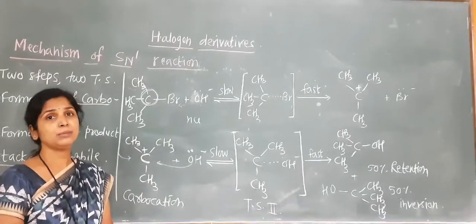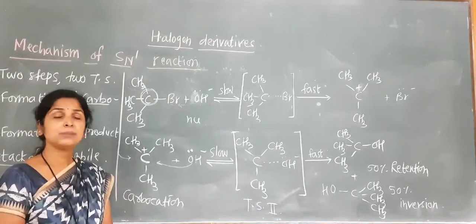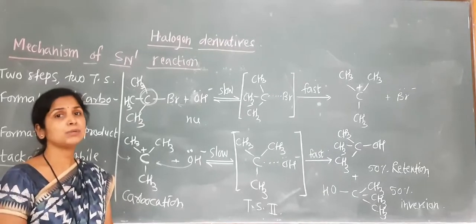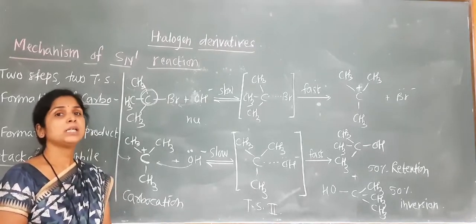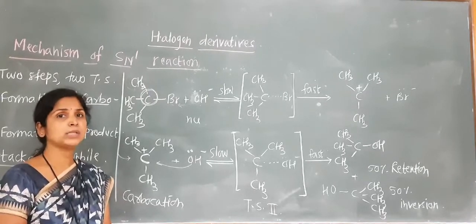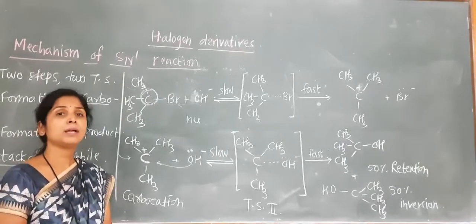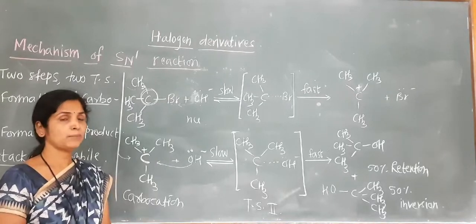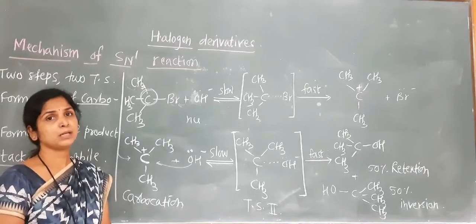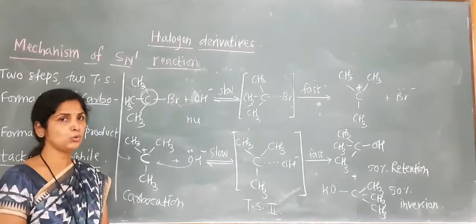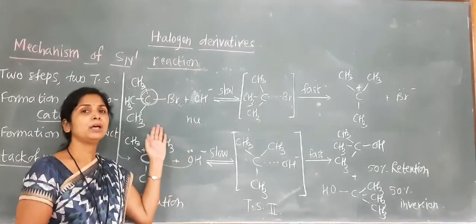The next part is the attack of the nucleophile. Here we see that in the first step the attack of the nucleophile is not possible from either the front side or the back side. So it is a two-step process where in the first step bond breaking takes place and a carbocation or carbonium ion is formed, whereas in the second step the nucleophile approaches the substrate molecule and the product is formed. Now we have to show the actual mechanism of the reaction, where we show the first step.